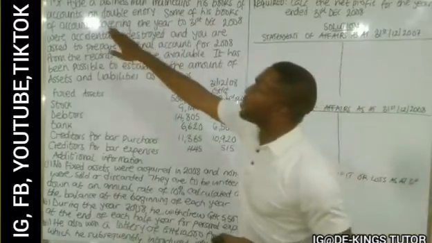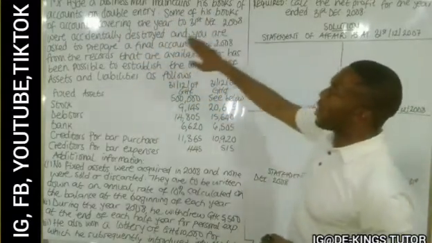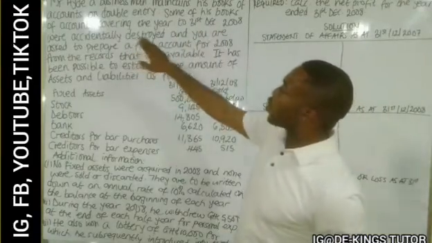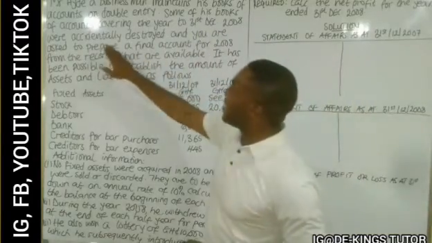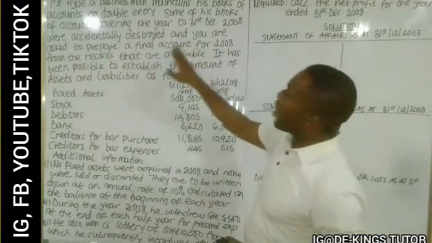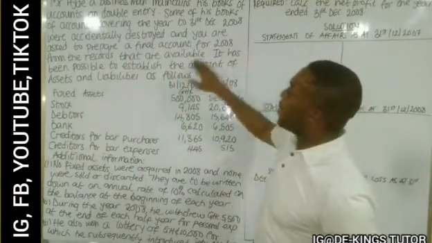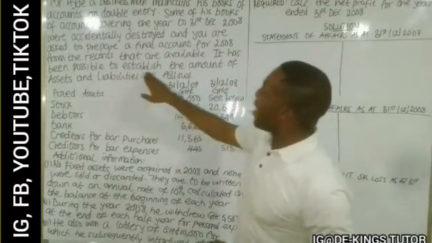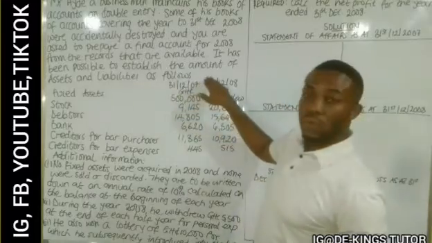And the question said, Mr. Harrier, a businessman, maintains his books of accounts on double entry. Now, some of his books of accounts covering the year to 31st December 2008 were accidentally destroyed, and you are asked to prepare a final account for 2008 from the records that are available. It has been possible to establish the amount of assets and liabilities as follows.